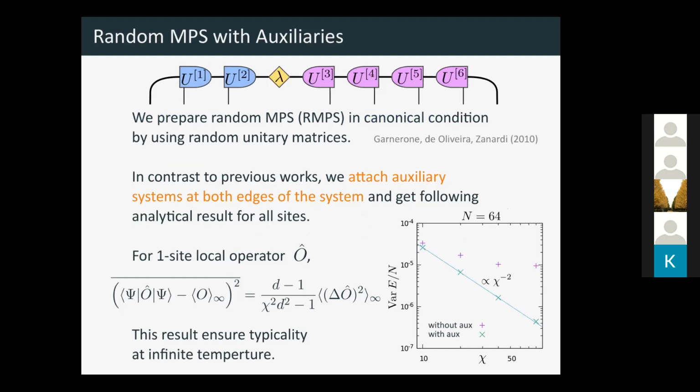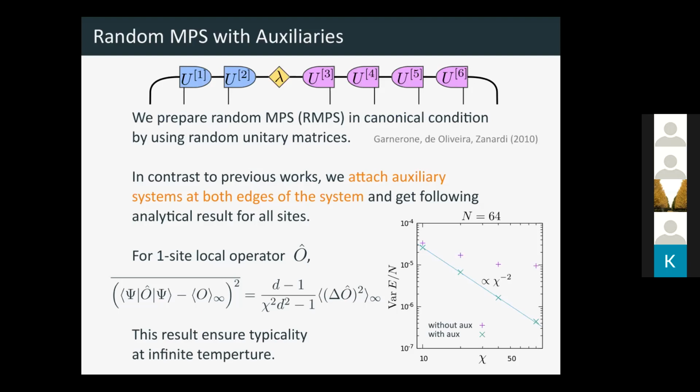Now, let us see the role of auxiliaries at infinite temperature. By using random unitary matrices, we can prepare the random MPS, called RMPS, in the canonical condition. This construction was given by Garnerone et al. in 2010. And we can also add the auxiliaries in our construction, in addition to their construction, to describe the RMPS in our context. So let us compare these two constructions and how they behave.